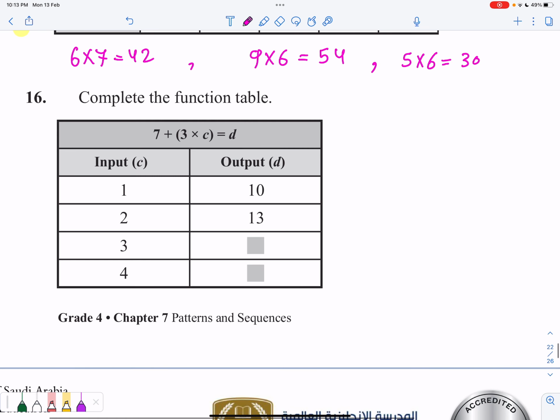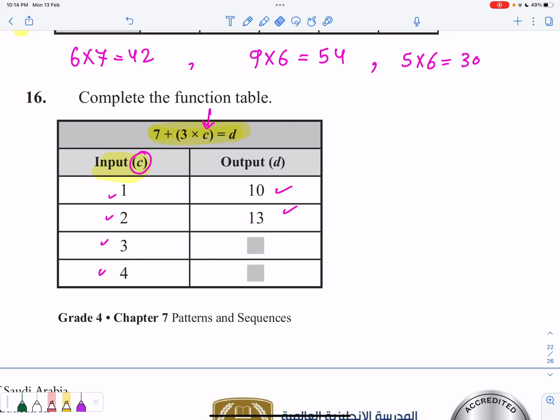Now for the last question, complete the function table. We have a function, it's written up here. So we need to use that to complete this table. This means each time you will take the input, which is c. So here are the values of c. You have 1, 2, 3, 4. You will put each one inside this equation up here. So you will get the values of the output.